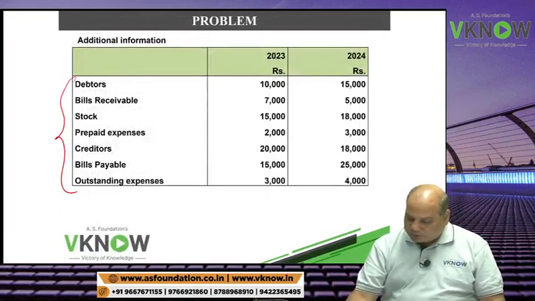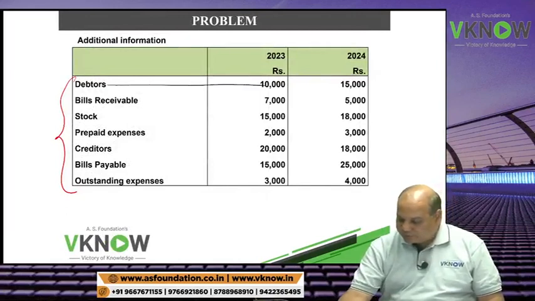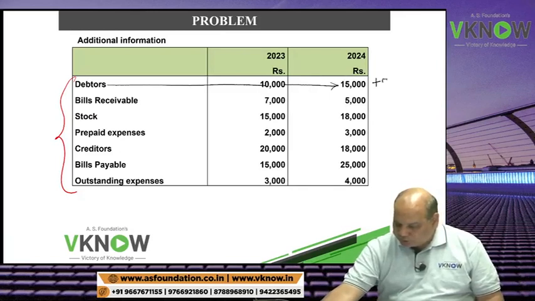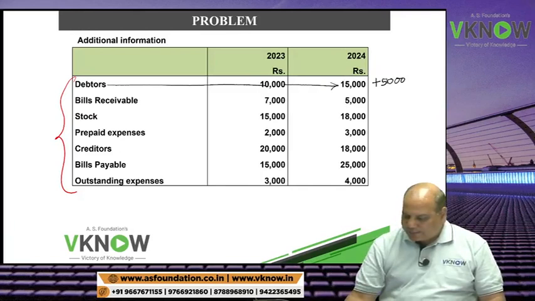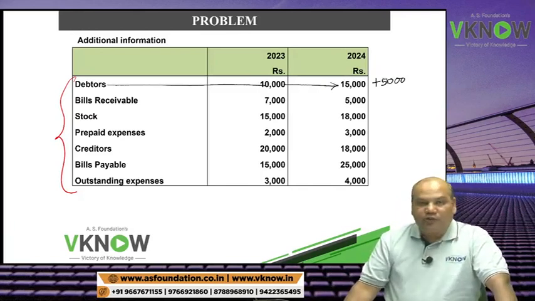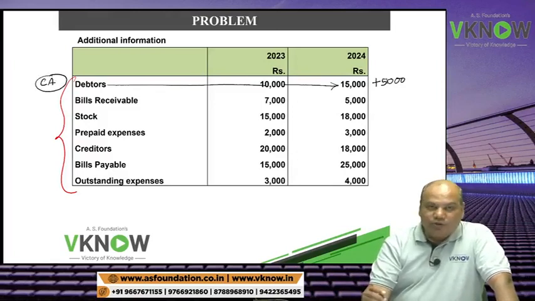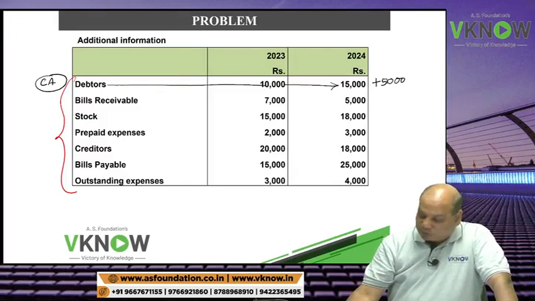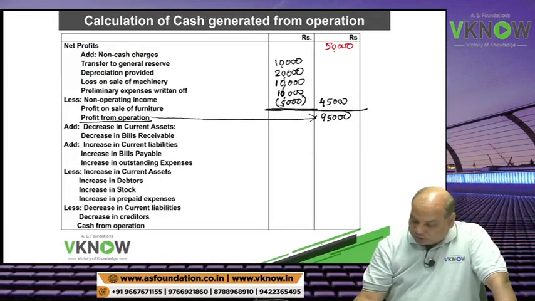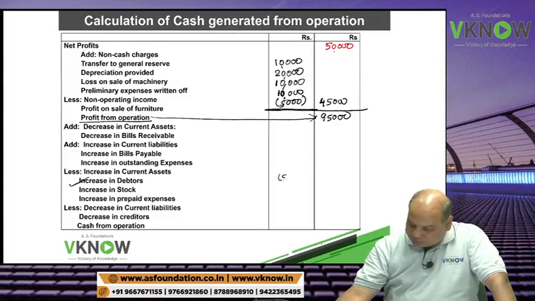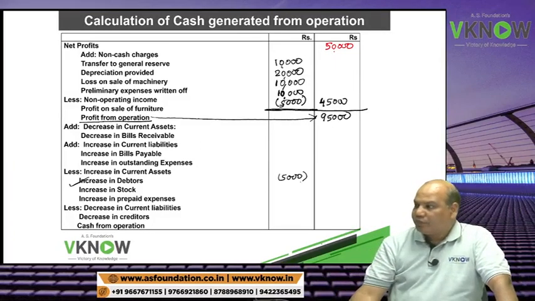There is another table. You can see debtors. Opening 10,000, closing 15,000. So there is an increase in debtors by 5,000. Debtors is a current asset. Increase in debtors, decrease in cash flow. So write down 5,000 rupees negative here.